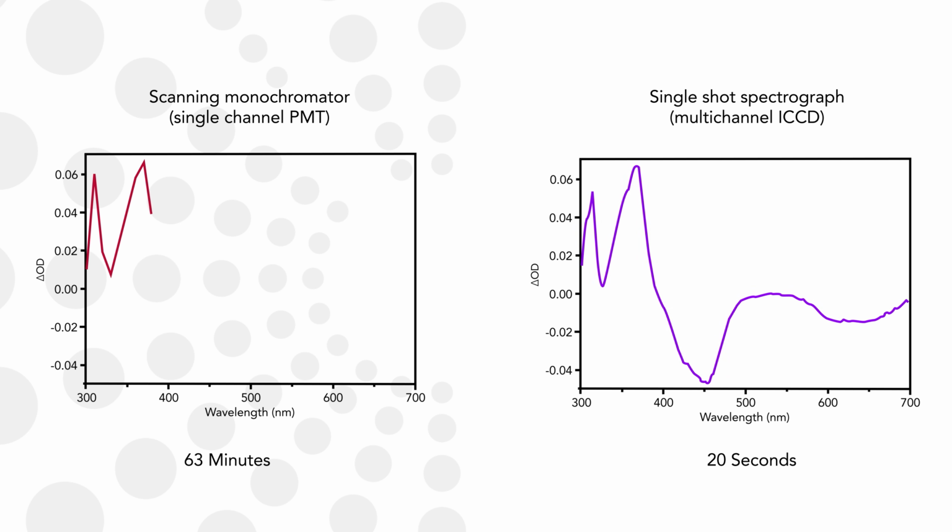On the left, we can see a spectrum obtained with the PMT, scanning the monochromator wavelength and recording a decay for each laser shot. This took 1 hour to acquire. On the right, we can see the same spectrum acquired with the ICCD in under 30 seconds.